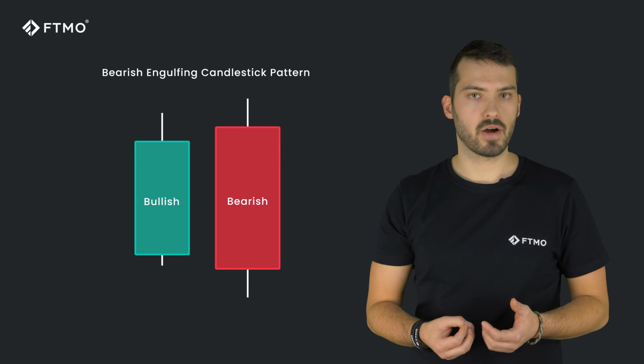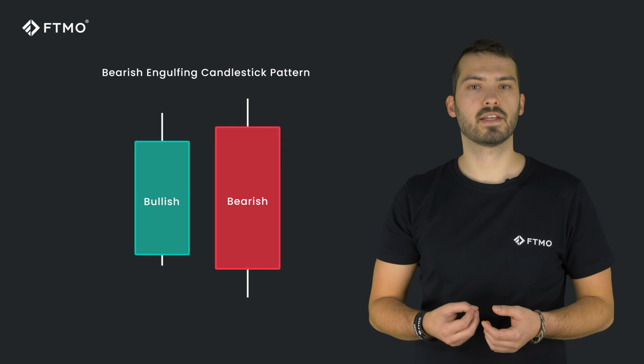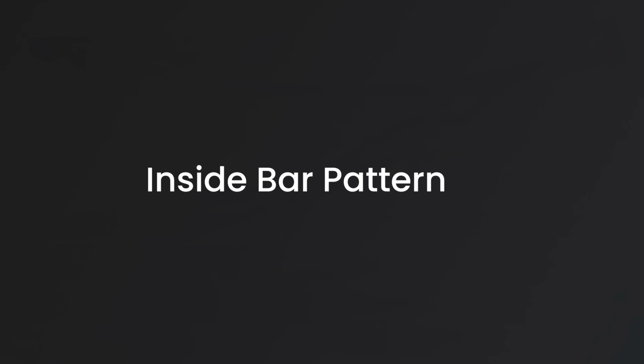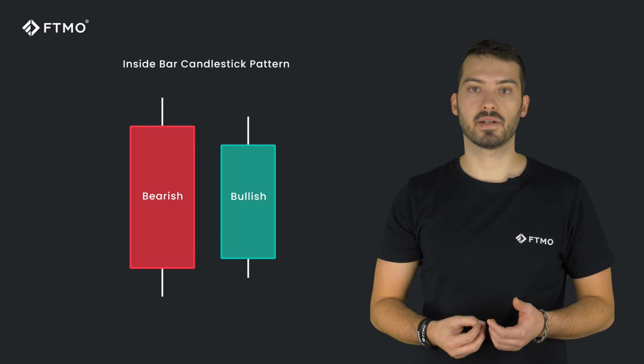The rule is, the bearish engulfing candle has to trade above the high of the previous candle and has to close below the lowest point. Inside bar pattern. The last candlestick pattern is the inside bar candlestick pattern.